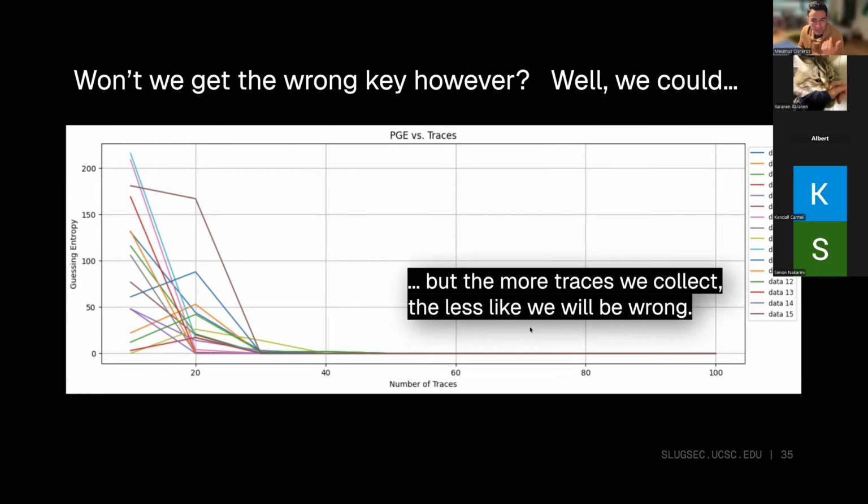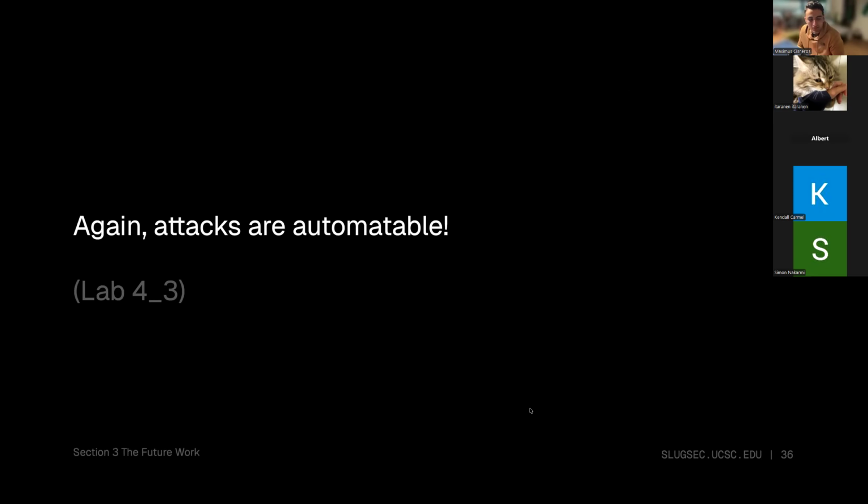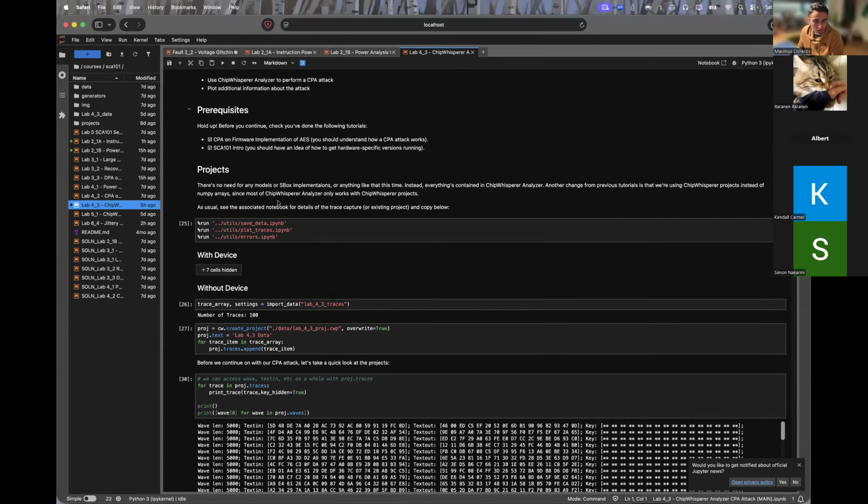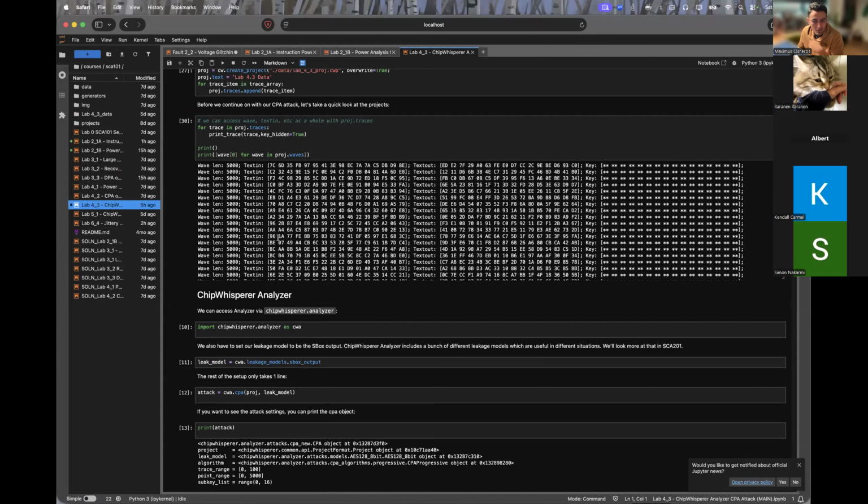Okay. Yeah, that's basically the gist. The more traces we collect, the less likely we will be wrong. Again, the attacks are automatable. Going to lab 4.3, you can kind of see the gist of this here.